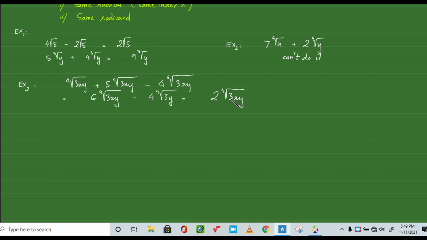You can add or subtract them together. Of course, you have to apply the PEMDAS rule, and if it's addition and subtraction, you just need to go from left to right. Alright.